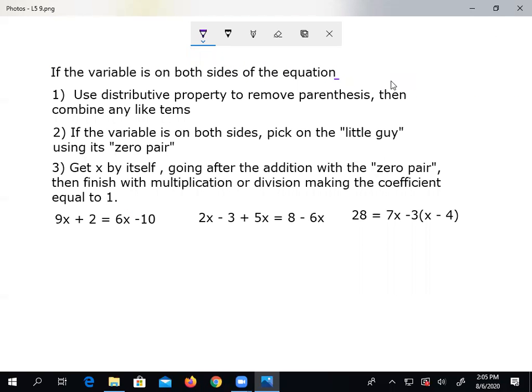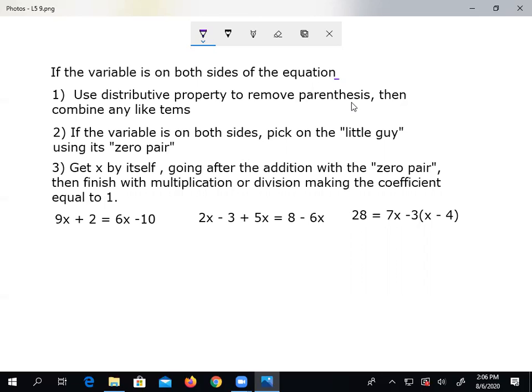So as we move further into equations, the equations get a little more complicated. Some of them will even have a variable on both sides of the equation. So basically this is just kind of a checklist to solve about any kind of equation that's out there. When you're solving equations, if you see parentheses present, you want to use the distributive property to remove parentheses to start with. Once you remove parentheses, then you can combine any like terms. So you're basically going to simplify each side of the equation first.